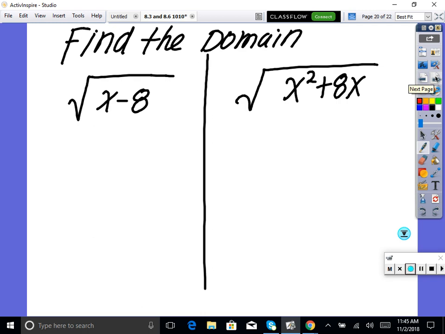This is the last part. Okay, it says find the domain. We've already learned both of these. So let's see how we'd set this up. Find the domain means find intervals of x which we can plug in, right?